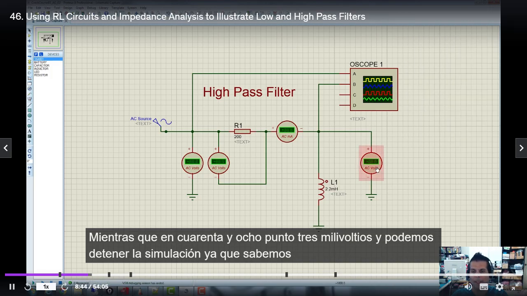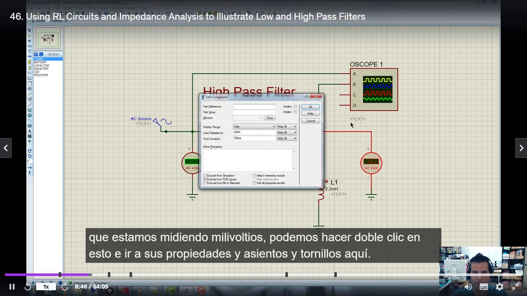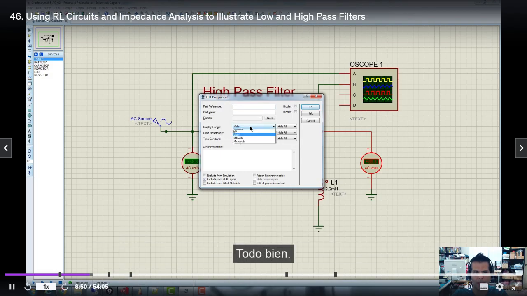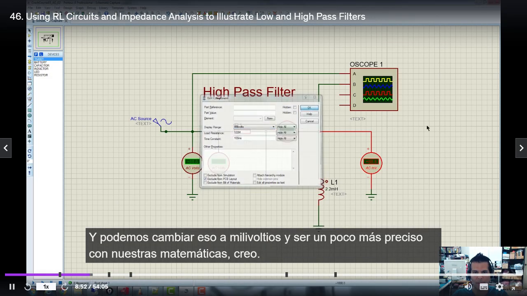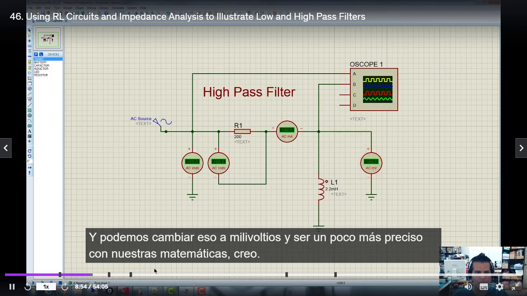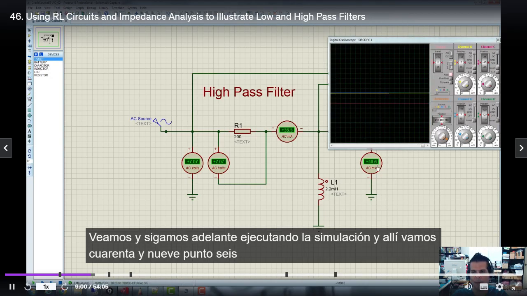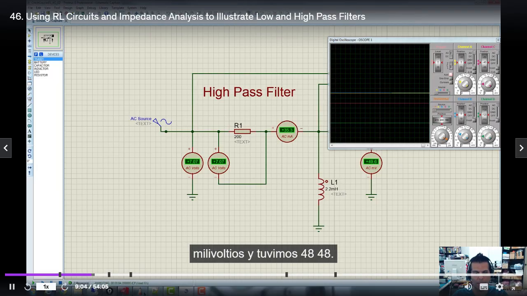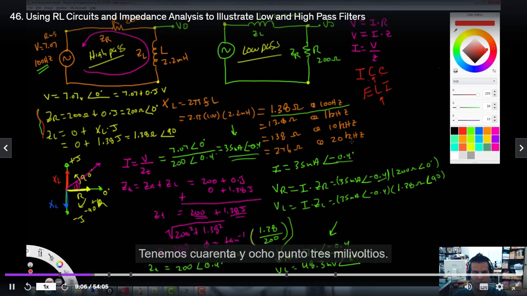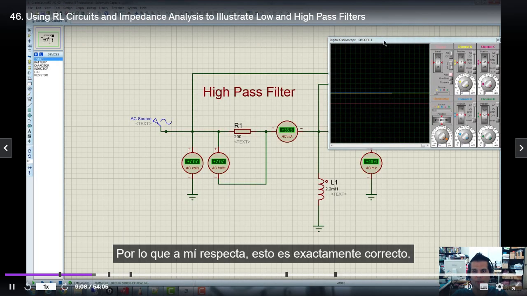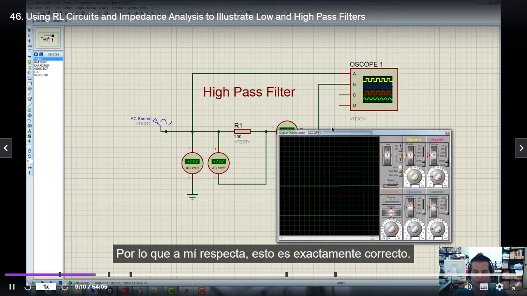Since we know we're measuring millivolts, we can double click this and go to its properties and see it's in volts here. All right, and we can change that to millivolts and be a little bit more accurate to our math, I think. Let's go ahead and run the simulation. And there we go, 49.6 millivolts, and we had 48.3 millivolts. All right. So as far as I'm concerned, this is exactly correct.